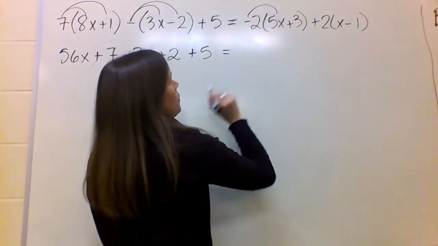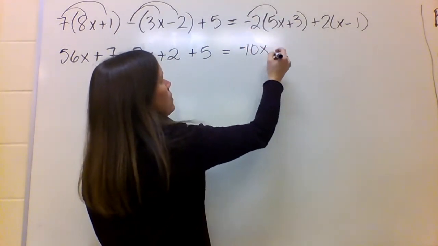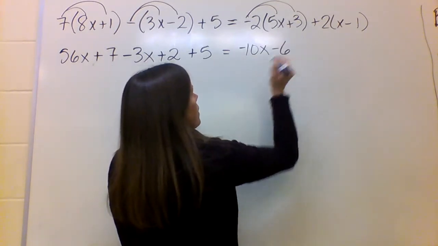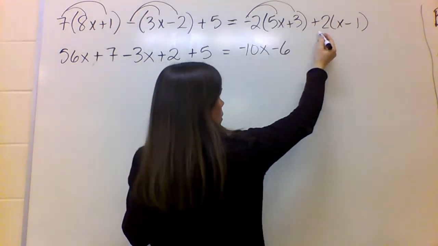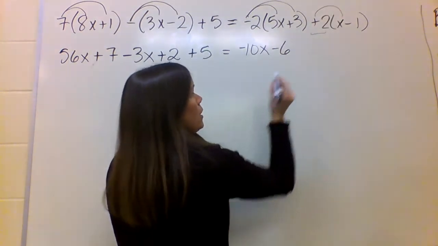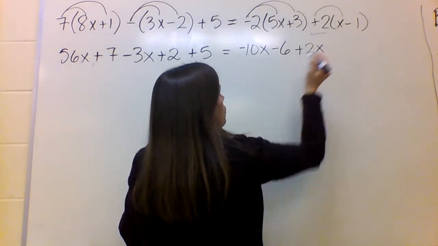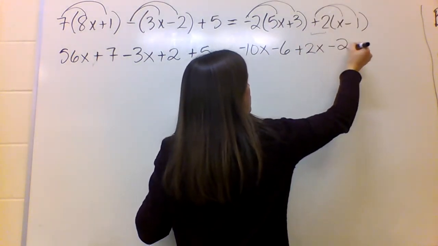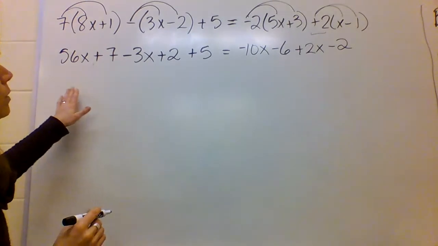Negative 2 times 5x is negative 10x. Negative 2 times positive 3 is minus 6. I'm going to think of this as positive 2. Positive 2 times x is positive 2x, or plus 2x. And positive 2 times negative 1 would be minus 2. All right, hopefully I didn't make any mistakes there.